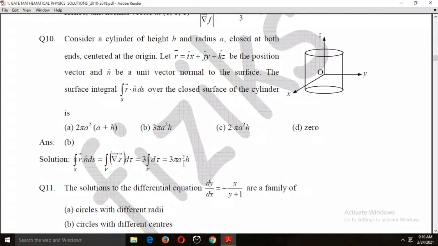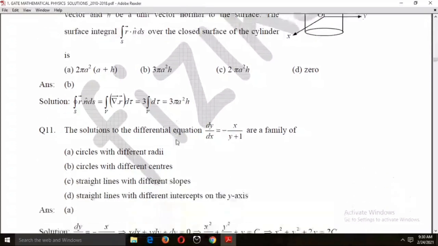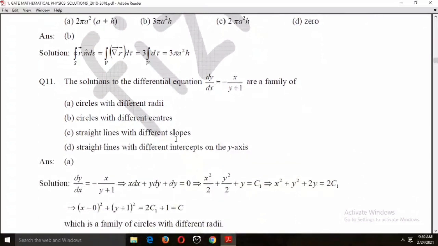So the value of this integral will be 3 pi a square h, and our option will be B. Correct option B.